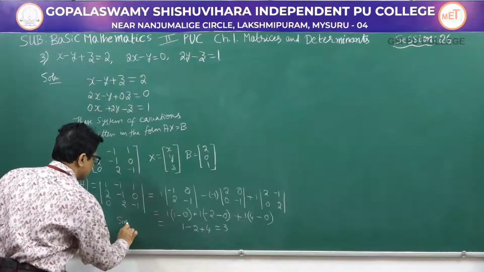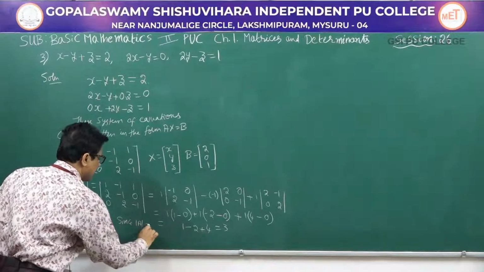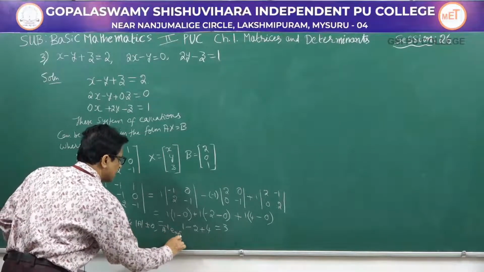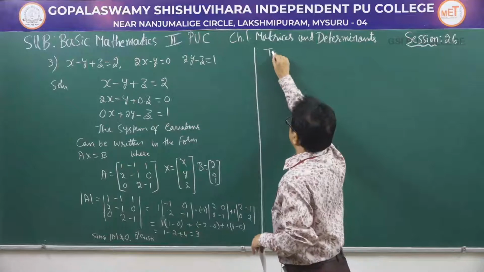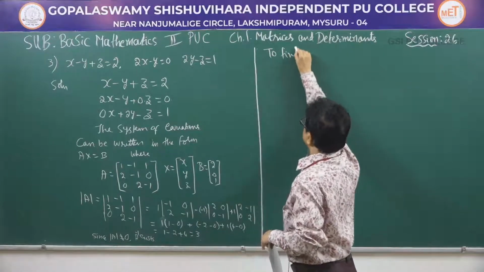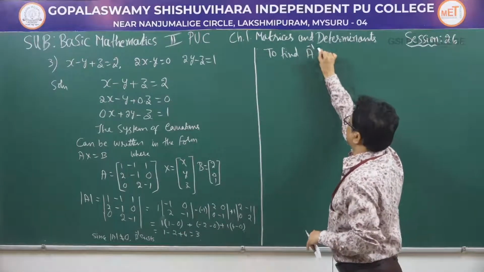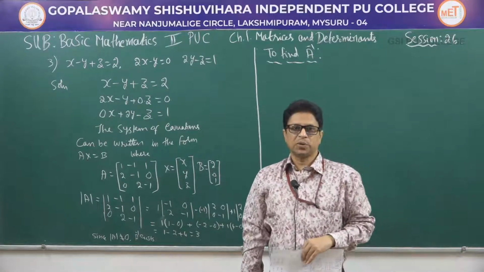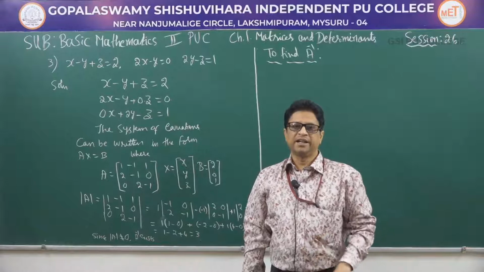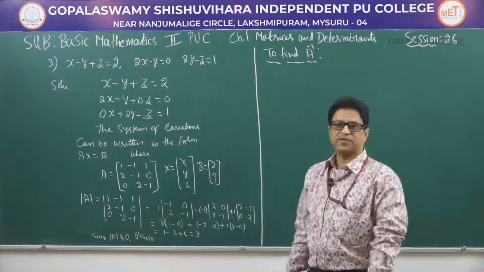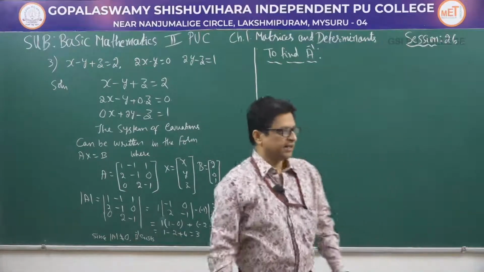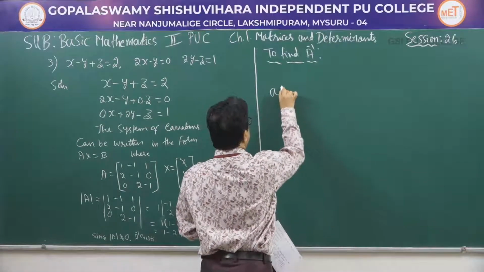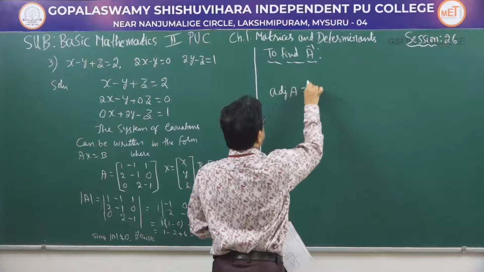Since the determinant of A is not equal to 0, A inverse exists. To find A inverse, we know that A inverse is equal to adjoint A by determinant A. So, let us find the adjoint A.